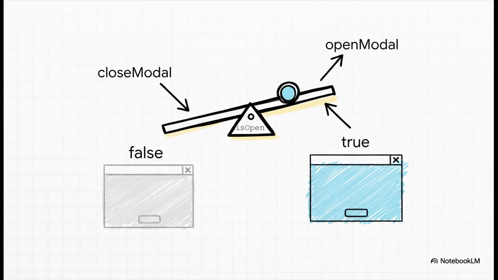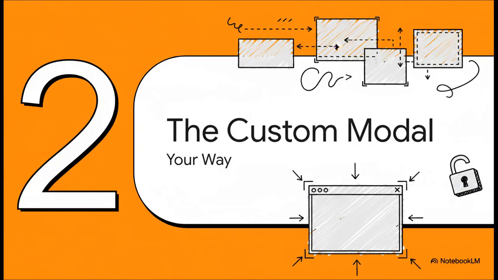And the JavaScript that powers this, it could not be simpler. All you need is a single Boolean property. We'll call it isOpen, and we'll start it off as false. When the openModal function runs, it flips it to true, and the modal appears. When closeModal runs, it flips it back to false, and poof, it's gone. That's it. So the standard modal is fantastic.